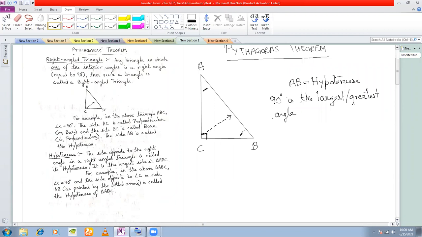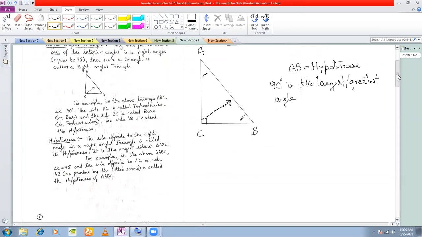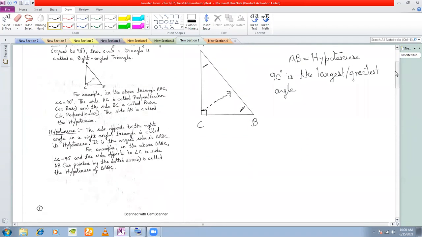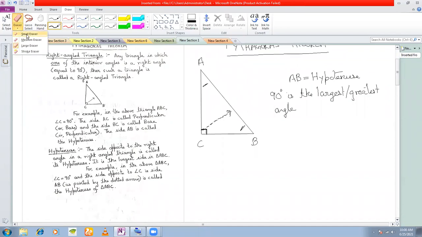So whenever you are given a right angle triangle, first of all, you will have to identify which one is the hypotenuse. To identify the hypotenuse, you will have to see which angle is given to you as 90°. If this angle is given to you as 90°, then opposite to this 90° angle must be our hypotenuse. So this is how you identify the hypotenuse in a right angle triangle. Next we come to the Pythagoras theorem.